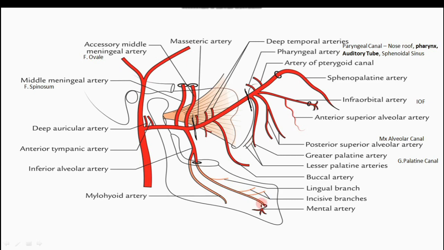And it exits as the mental artery from the mental foramen. Clear? This is about the first part.